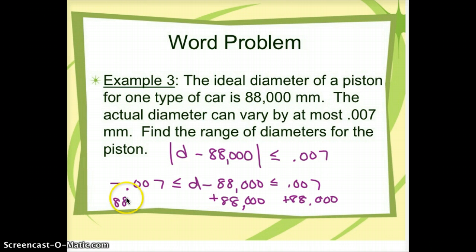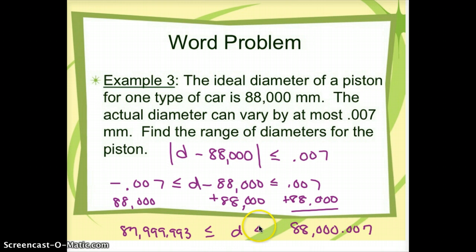And when I do this, got to work on my mental math skills. Obviously, this side is 88,000.007. And this one's going to be 87,999.993. So that's less than or equal to D, which is less than or equal to 88,000.007.